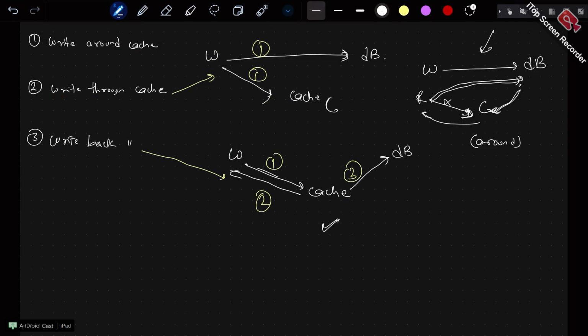So those are the various strategies of cache that we have, and that is what I wanted to discuss on this data storage layer.